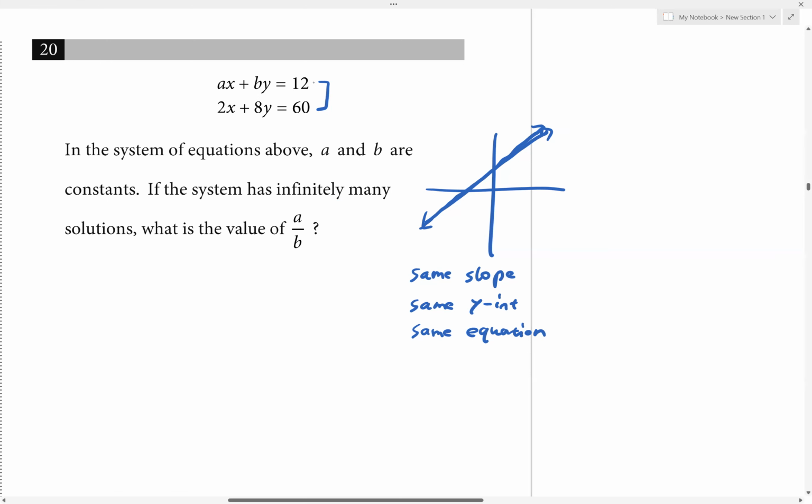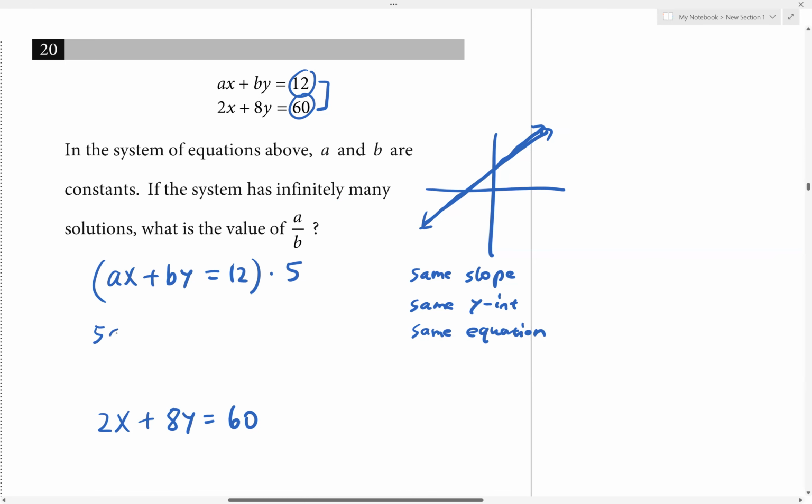So we look at these two equations and try to figure out what a and b represent. The key here is the 12 and the 60, because if you want to match them, going from 12 to 60 we have to multiply by 5. So in order to make the 12 a 60, let's multiply this equation by 5, which is 5 times everything.